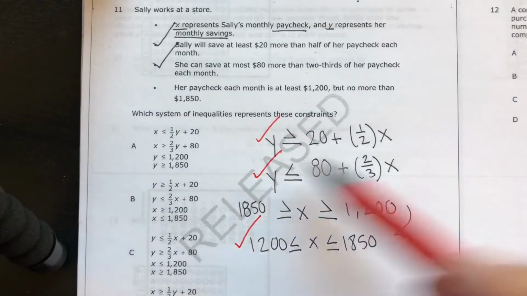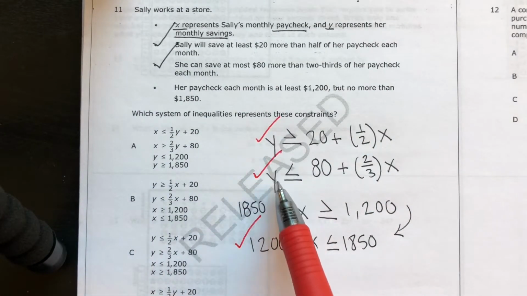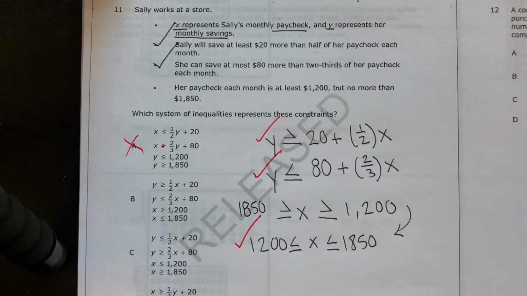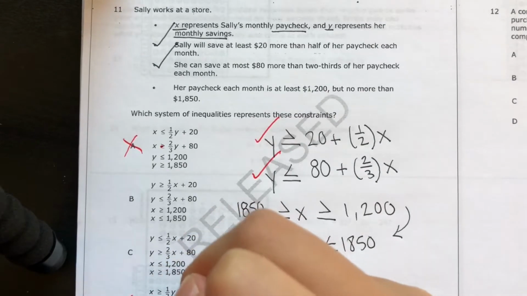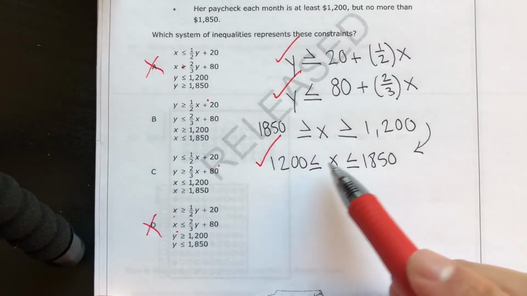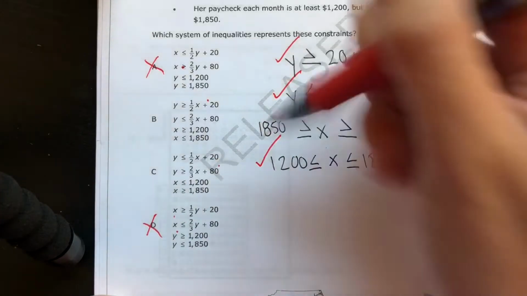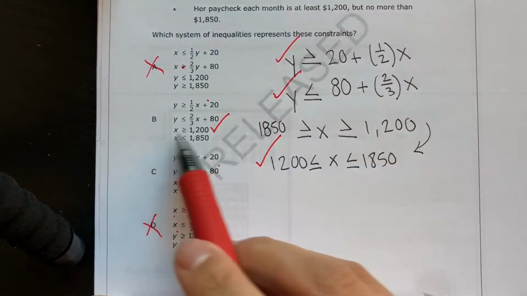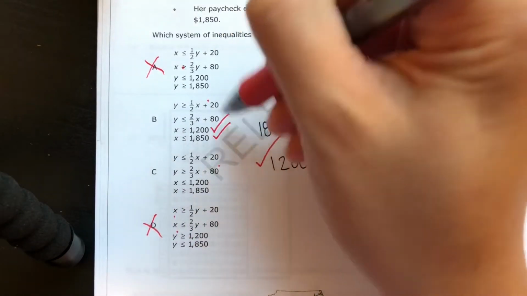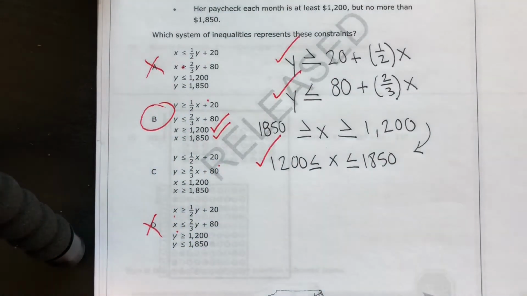So which one has that? I see y equals with these fractions, not here, and also not here with the x's. Okay, so it's down to B and C. Between B and C, I know that x needs to be bigger than 1200, and right here I see it's bigger than 1200, but it needs to be less than 1850. Right here it's less than 1850. So my answer is going to be letter B.